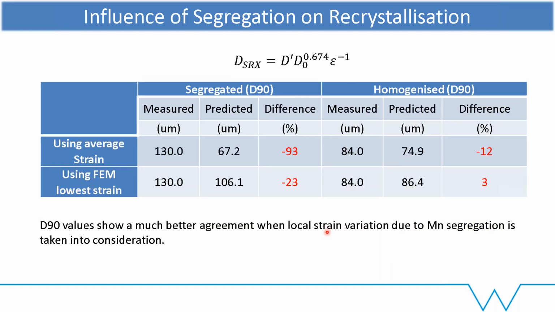But then let's look at the same thing, not the kinetics, but let's go back to the grain size. Well, again, if we focus on the D90, because that showed the biggest difference, for the homogenized sample we were showing a 12% difference, but we've actually managed to improve that. We've improved something that originally was quite good to something that's now very good. And we've gone from this 93% deviation all the way down to 23%. So we're not quite telling the whole story, but we're getting there. It's starting to give us an idea about where this deviation is coming from.